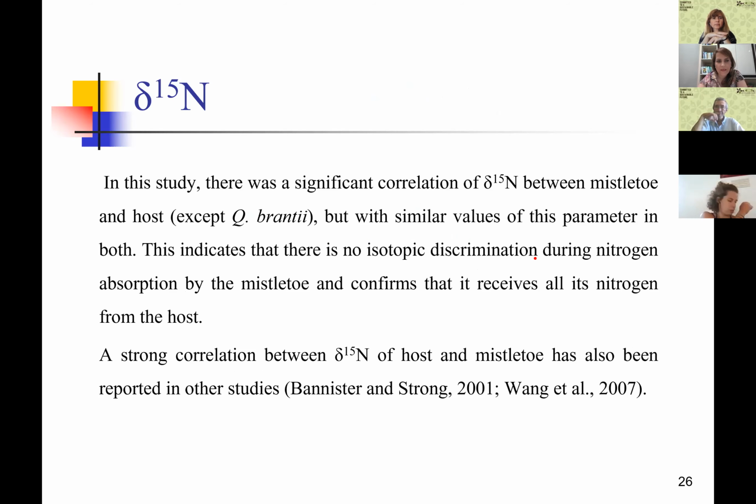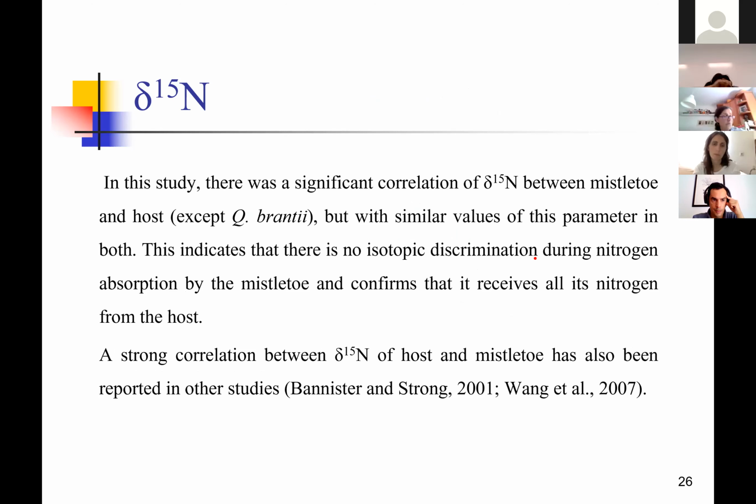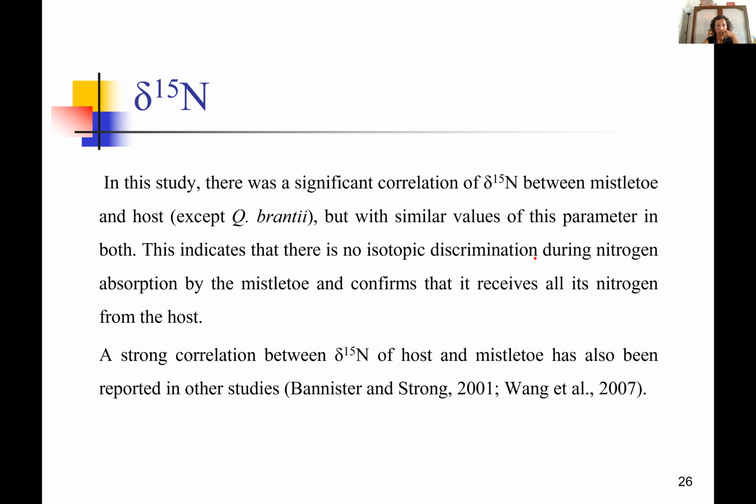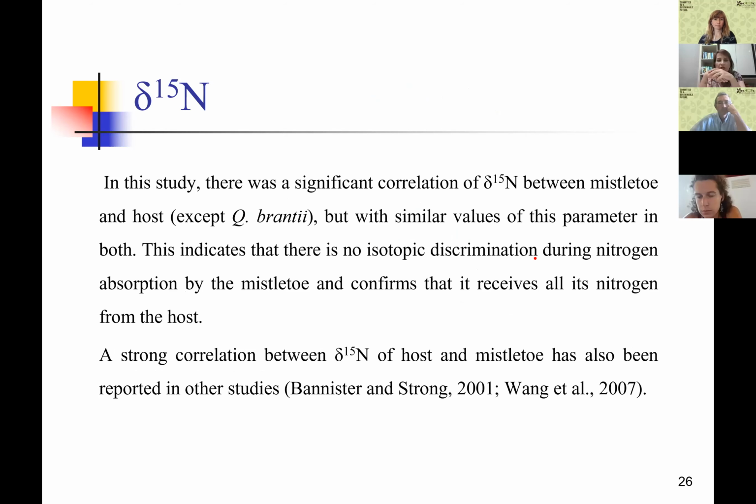Discussion. In this study, there was a significant correlation of delta 15N between mistletoe and host, but with similar values of these parameters in both. This indicates that there is no isotope discrimination during nitrogen absorption by the mistletoe, and confirms that it receives all its nitrogen from the host. A strong correlation between delta 15N of host and mistletoe has also been reported in other studies.